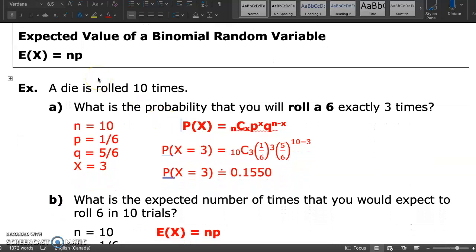When a situation has the characteristics described above, we can use this version of the expected value formula to calculate the expected value. What we would expect to happen if this probability experiment were to occur. N is the number of trials total, and P is the probability of success.